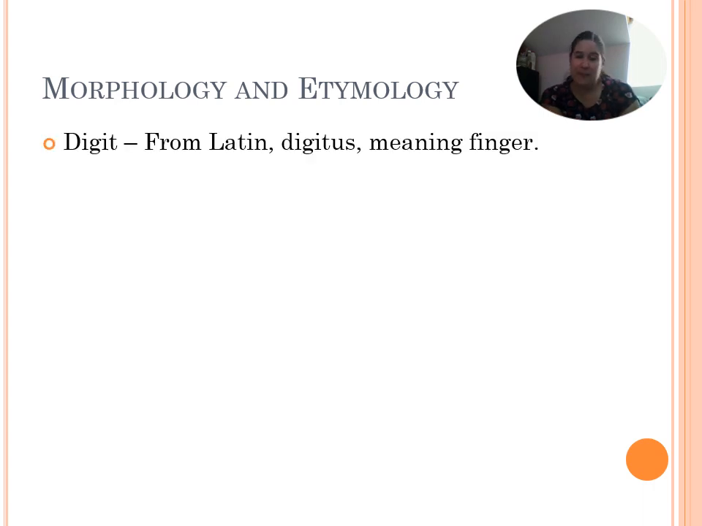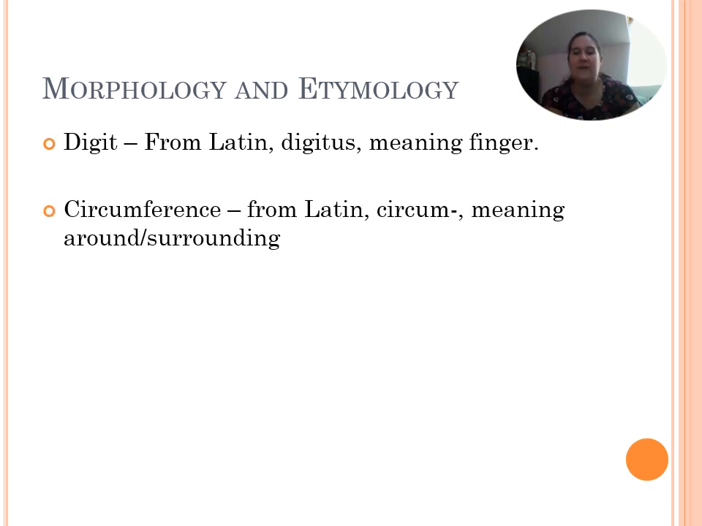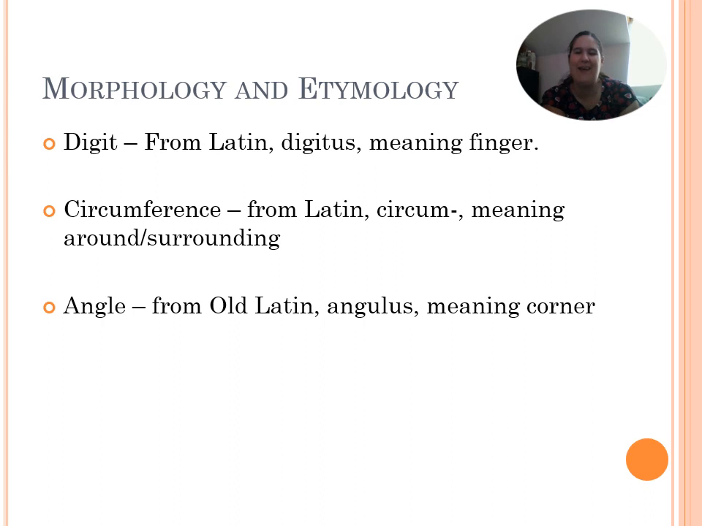The other thing that some people find really useful is thinking about morphology and etymology of words. So, for example, we have digit, which is from Latin digitus, meaning finger. Now, our digits are 0 to 9, and so we can count those on our fingers. And so for some children, that may help them remember. When we think about circumference, circumference is meaning around or surrounding, and so that's really useful to remember which bit of the circle is the circumference.